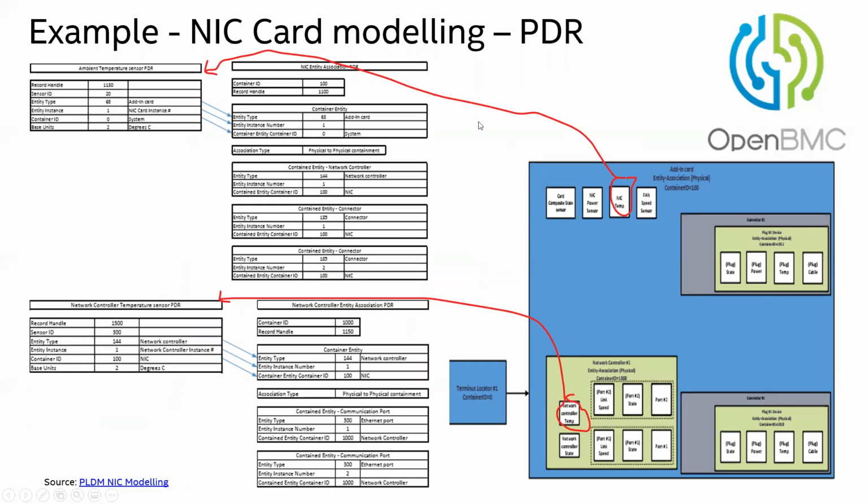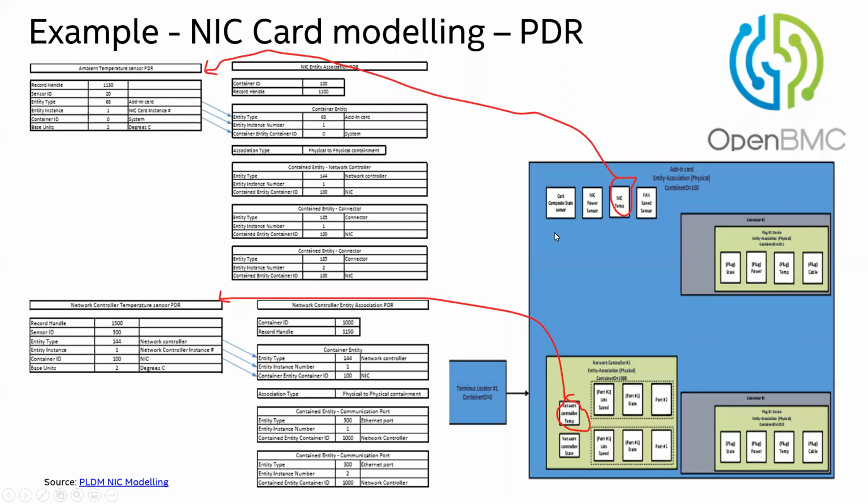And now moving on, right, the same NIC modeling. Network controller. So the entity association is a way which we normally do. So this is just for an example, right?